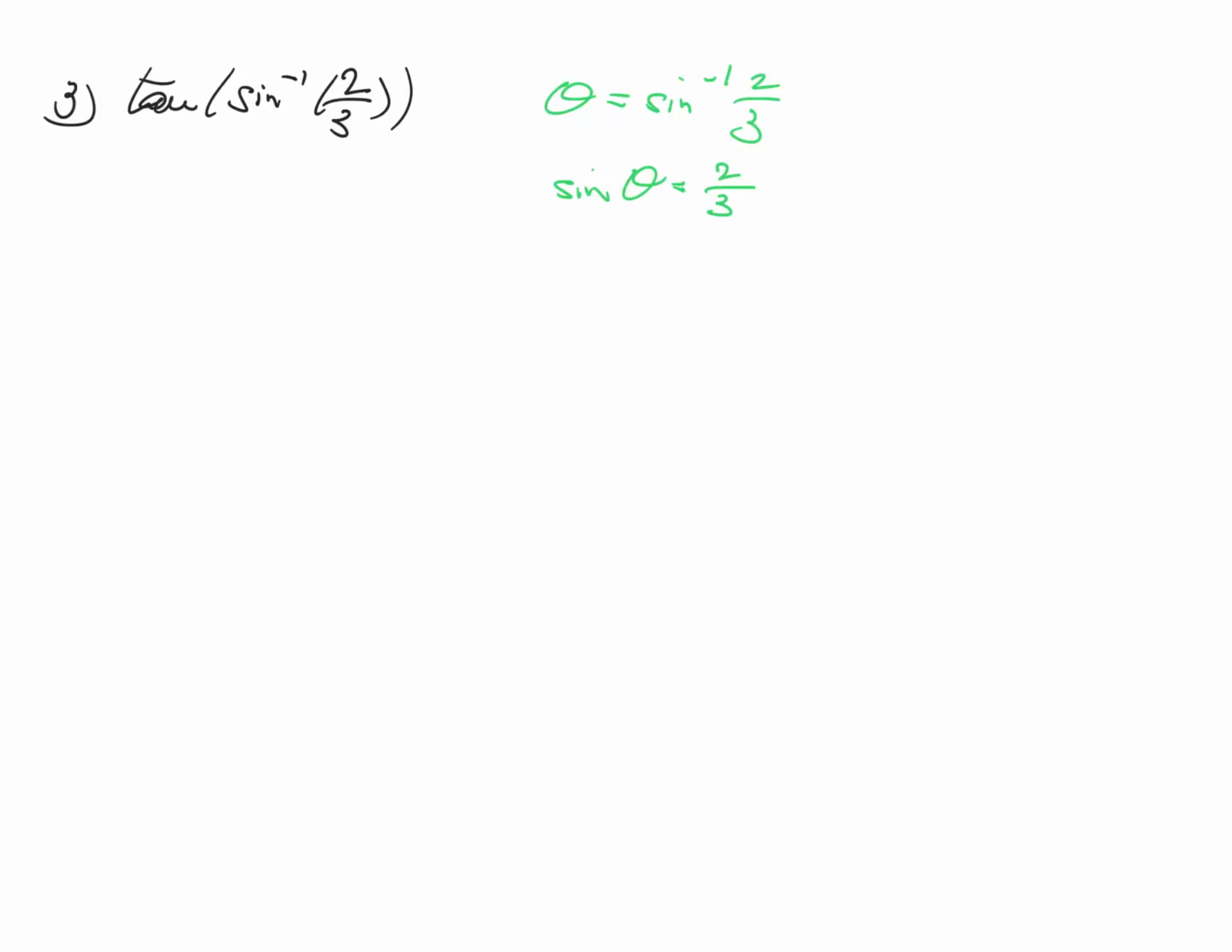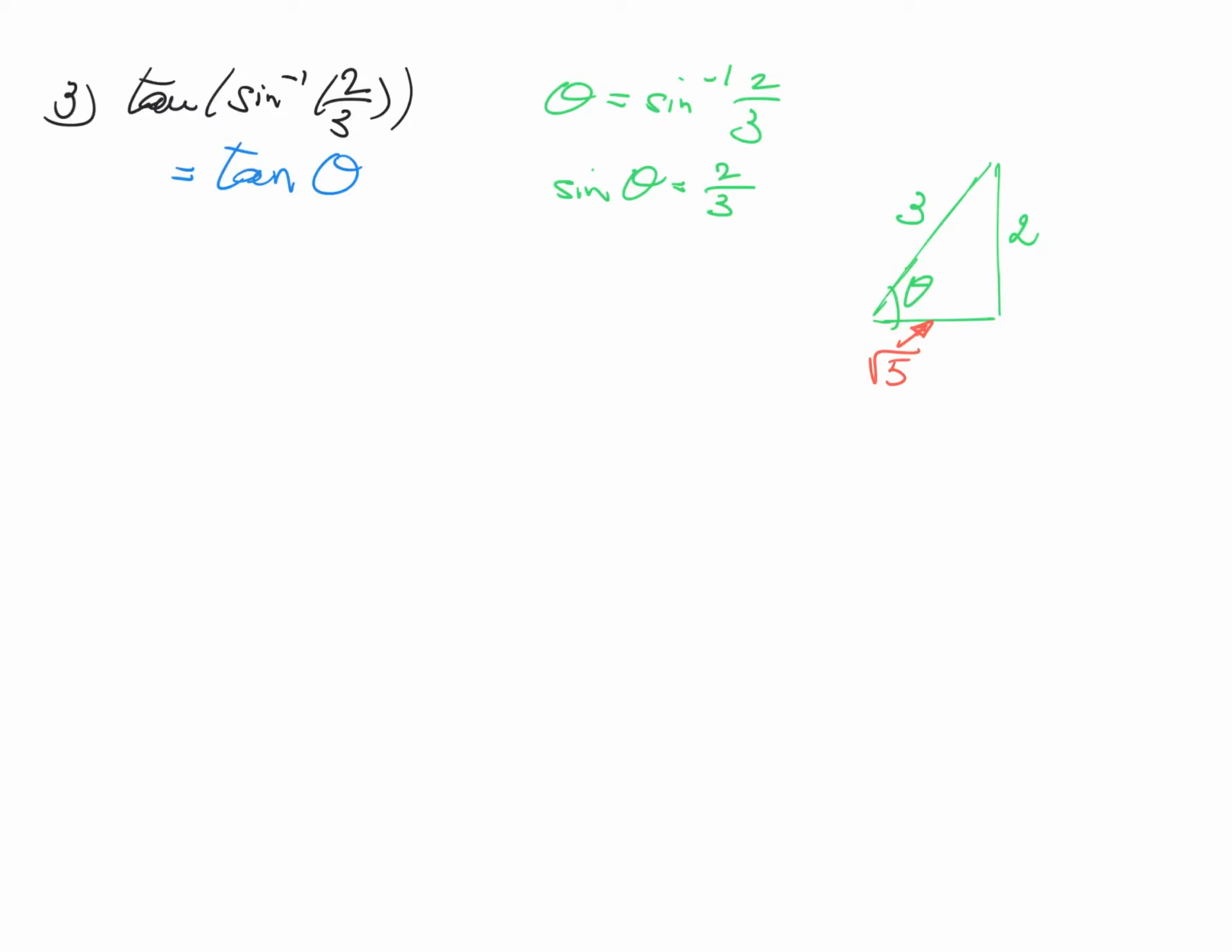We can then plot this again in a right angle triangle. If this is the angle theta, we know the sine is 2 over 3, so it is the opposite divided by the hypotenuse. So these sides are 2 and 3. Our problem now has become find the tangent of theta. To find the tangent of theta, we also need the adjacent side. A simple calculation tells us that the adjacent side is square root of 5.